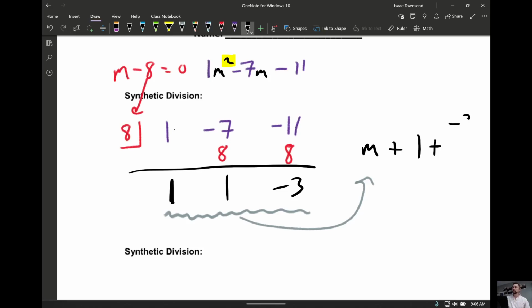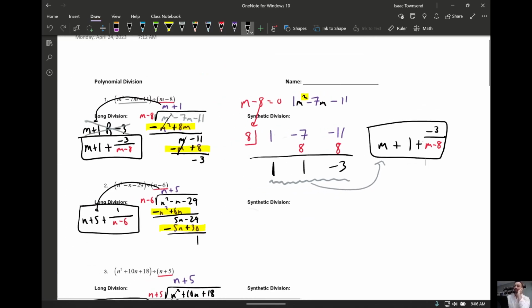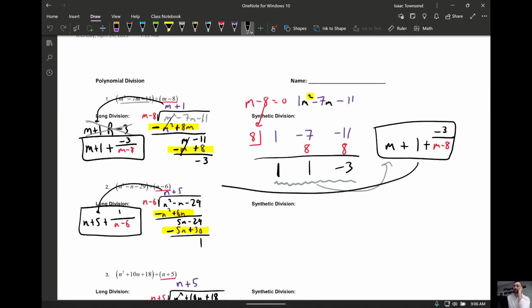And the remainder still needs to be put over the divisor. Now I know it's tempting to put it over 8, but 8's not the divisor. 8 is just part of the setup for synthetic division. I have one of these, and this is a remainder. So again, the reason why I don't just throw out different questions is I think there's some value here for y'all to see that you're getting the same thing, different process.